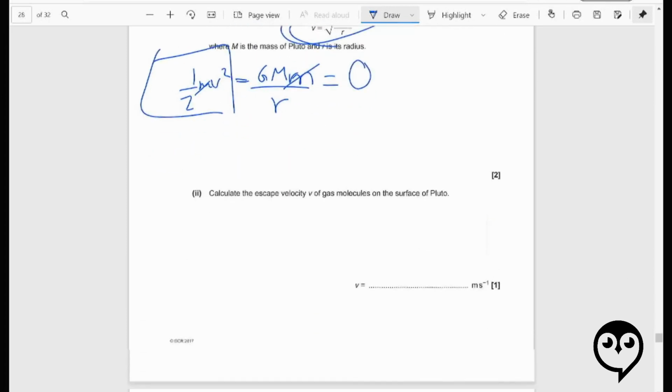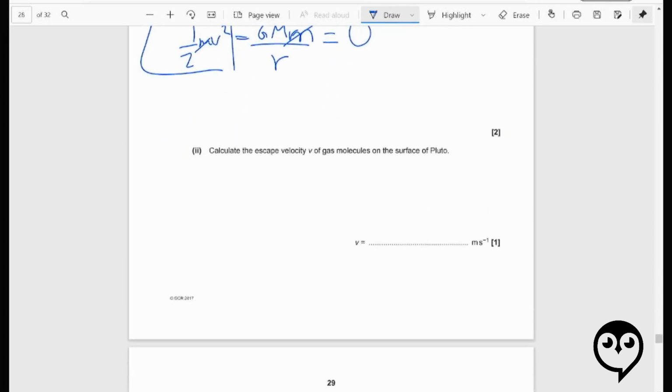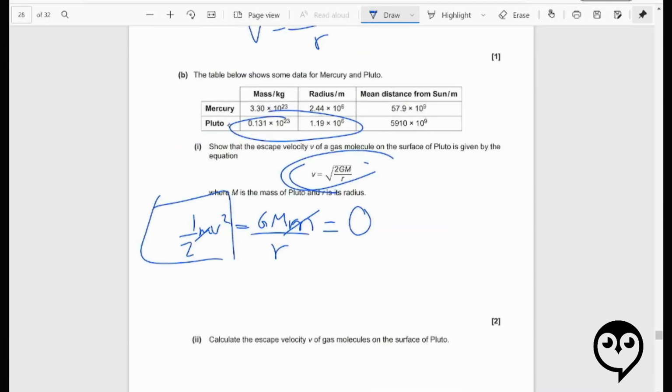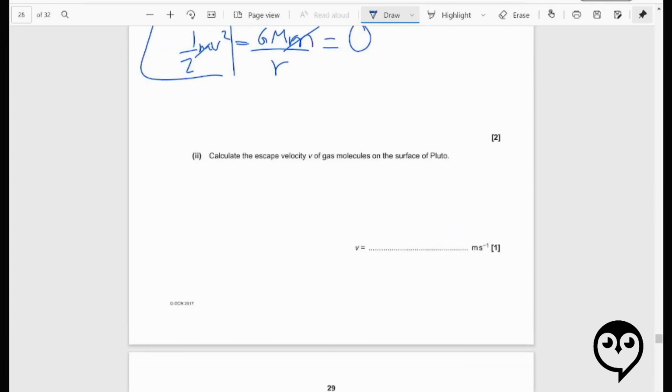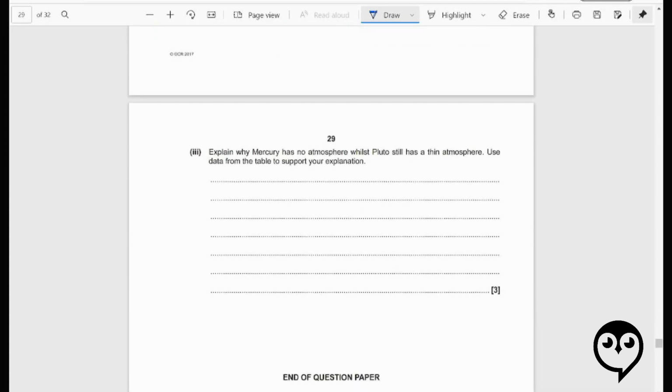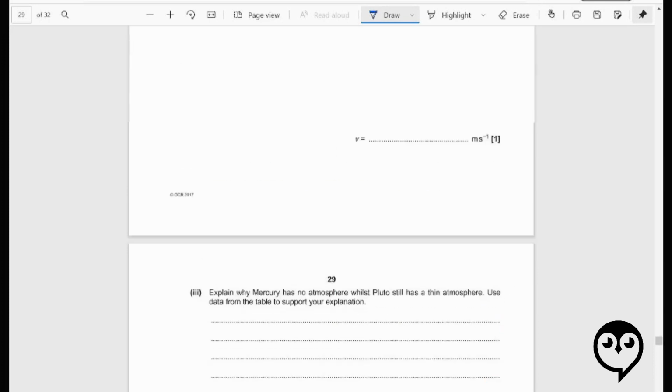That's fine. Okay. Calculate the escape velocity of the gas molecules on the surface of Pluto. You're just going to plug in these values to that equation, and you'll get it. That's fine. Plug it in. Okay. Explain why Mercury has no atmosphere while Pluto still has a thin atmosphere. Use data from the table. Okay, so 3 marks. Well, what do we want to say?